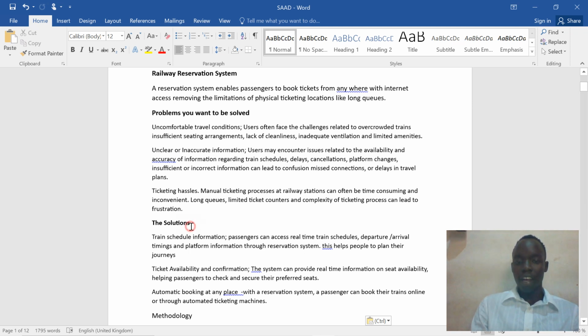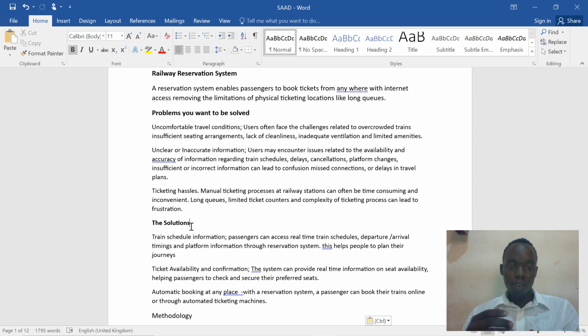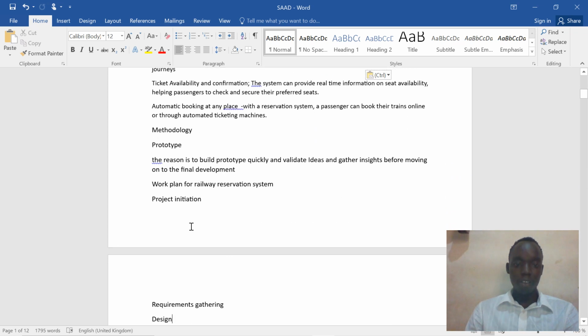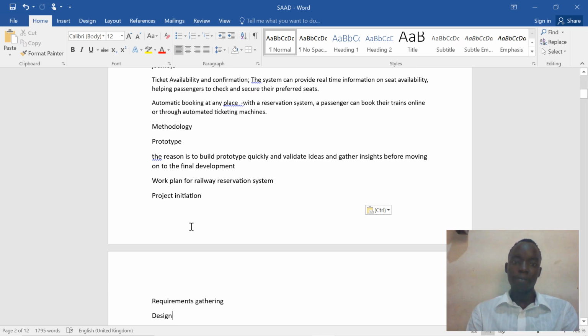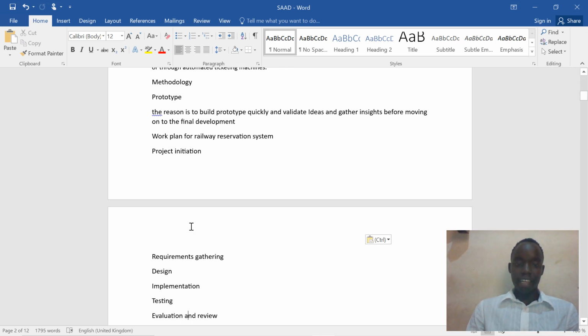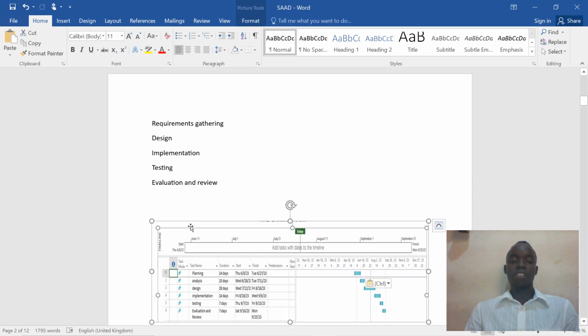The possible solutions here are that train schedule information will be provided, there is ready availability of tickets and confirmation, and automatic booking at any place. The methodology I'm going to apply is prototype. The reason is it is easier to build a prototype quickly, validate ideas, and gather insights before moving on to the final development. And the work plan has project initiation, requirements gathering, design, implementation, testing, evaluation, and review.